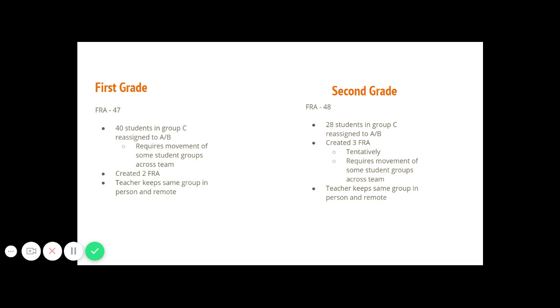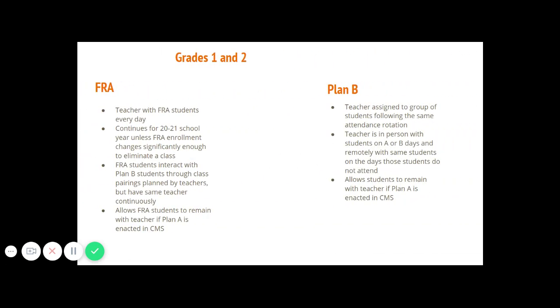In each of these scenarios, the teacher will keep the same group of students in remote instruction and in-person rotations, meaning that a teacher who is assigned to full remote academy will be with the full remote academy students across the week. This will help because the full remote academy option will continue throughout the 2021 school year. And the only reason that we would need to make a change is if the enrollment in full remote academy changes significantly enough to eliminate a full remote academy class.